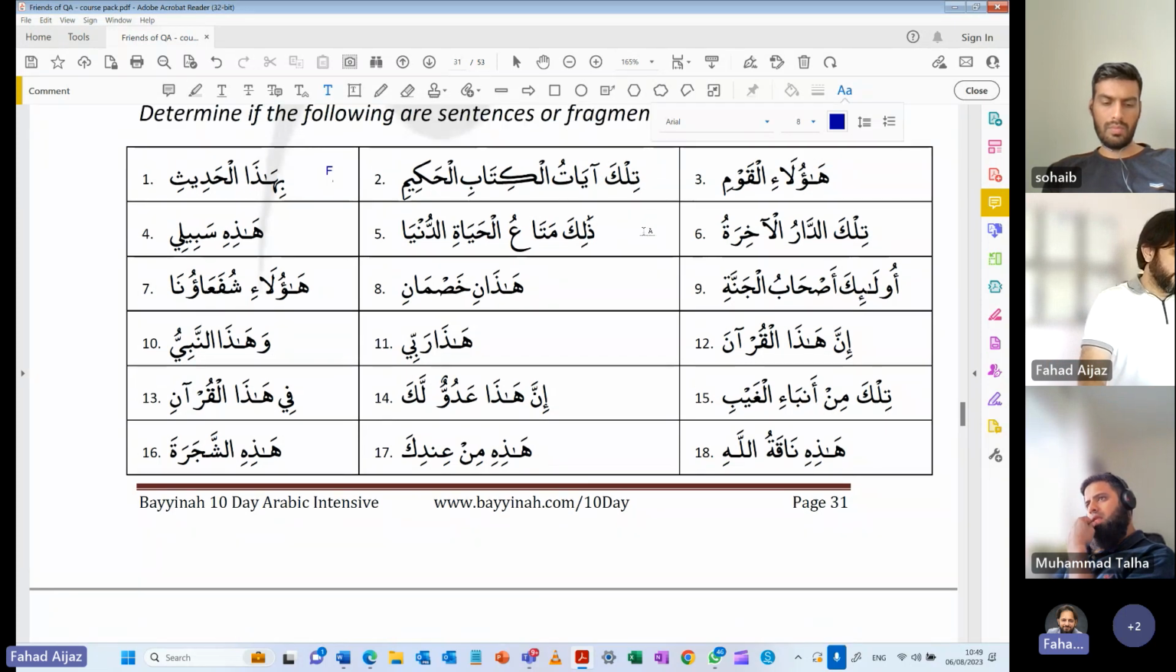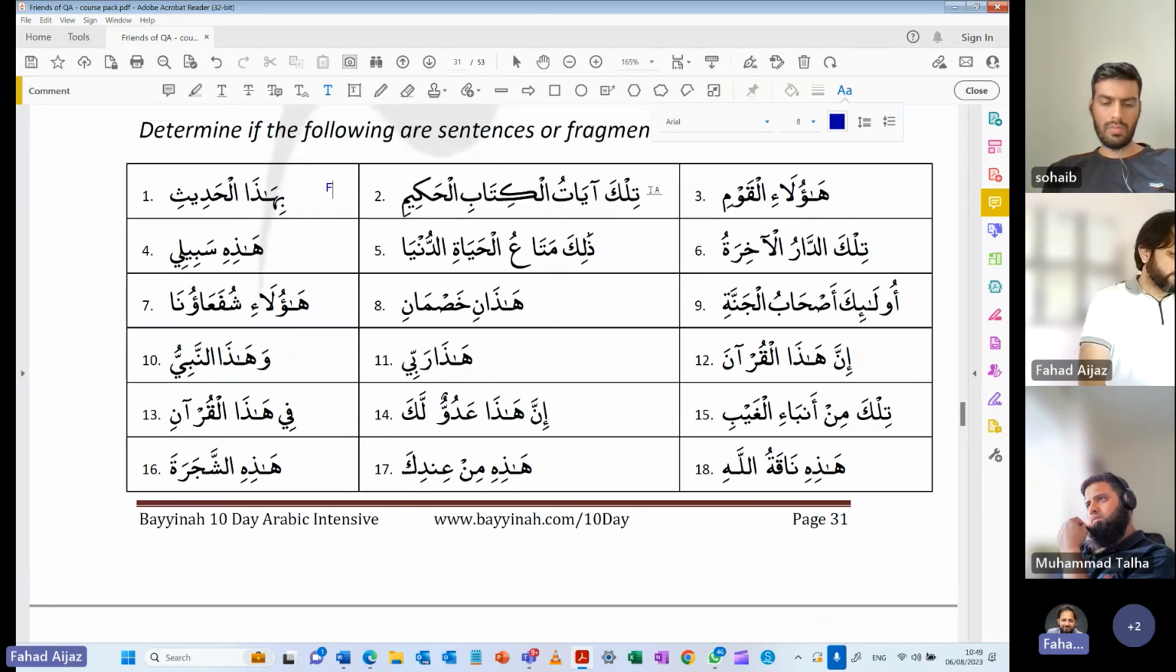Number two, tilka ayatu. Sentence. It's a sentence, there is no al. Or any other fragment we can find in this? Ayatul kitabi is an idafa. Anything else? Al kitabi, kitab, and al hakimi, hakim. Kitab is the mawsuf and al hakim is the sifa. Correct. Perfect.